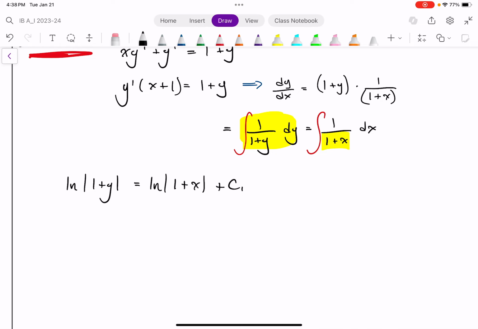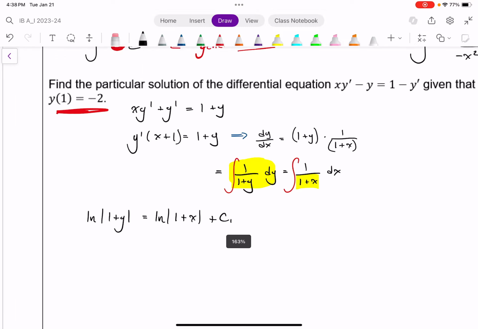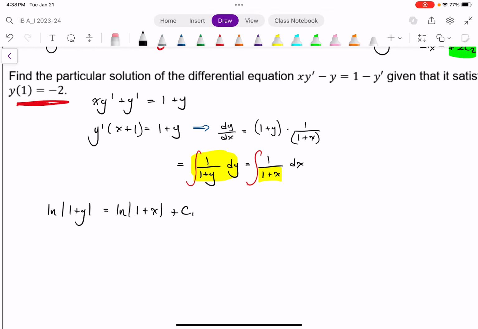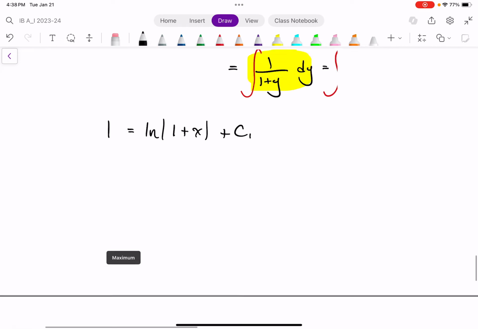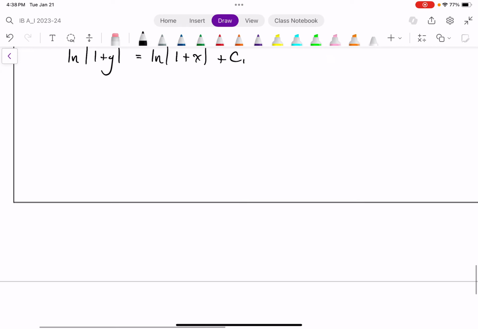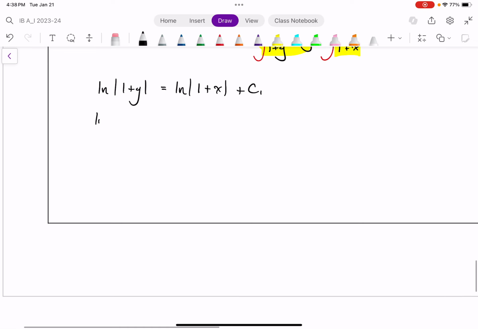Again, instead of having two separate constants, I'll just put them together here. At this point, unless we have the absolute value, going forwards we will assume that we're just dealing with numbers that don't give us something that leads to a problem in our natural logarithm. We're not going to put -2 into x. And so going forwards, I'm going to think about just the natural logarithm of 1 plus y and the natural logarithm of 1 plus x plus this constant.